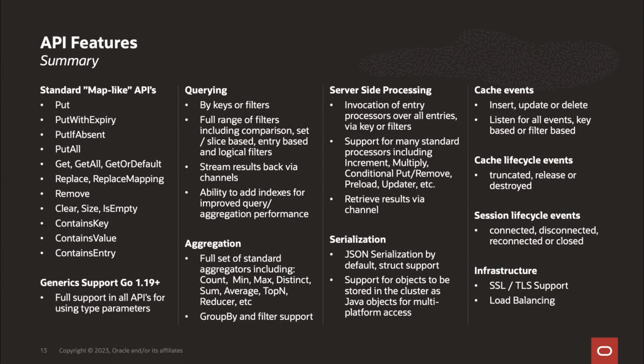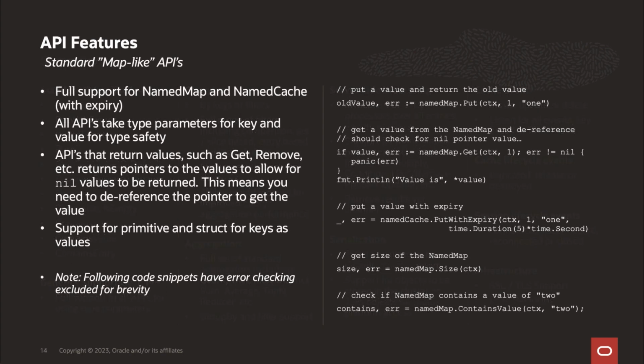The following slide shows all of the APIs, and we'll go through these in a little bit more detail in further slides. But as a summary, we have the standard map-like APIs, the full generic support as we said, querying, aggregation, server-side processing, serialization, cache events, cache lifecycle and session lifecycle events, as well as infrastructure and load balancing.